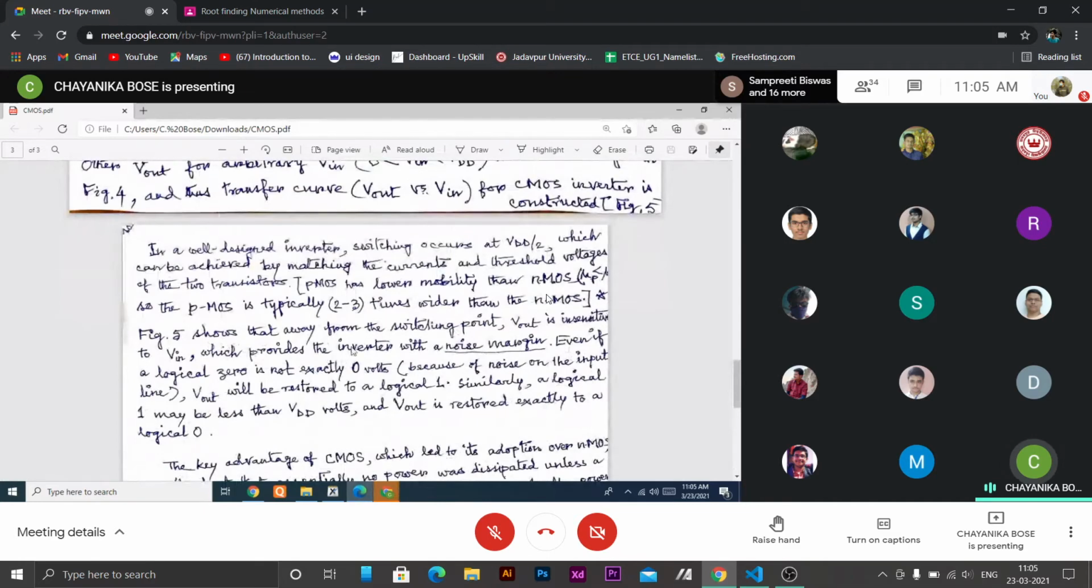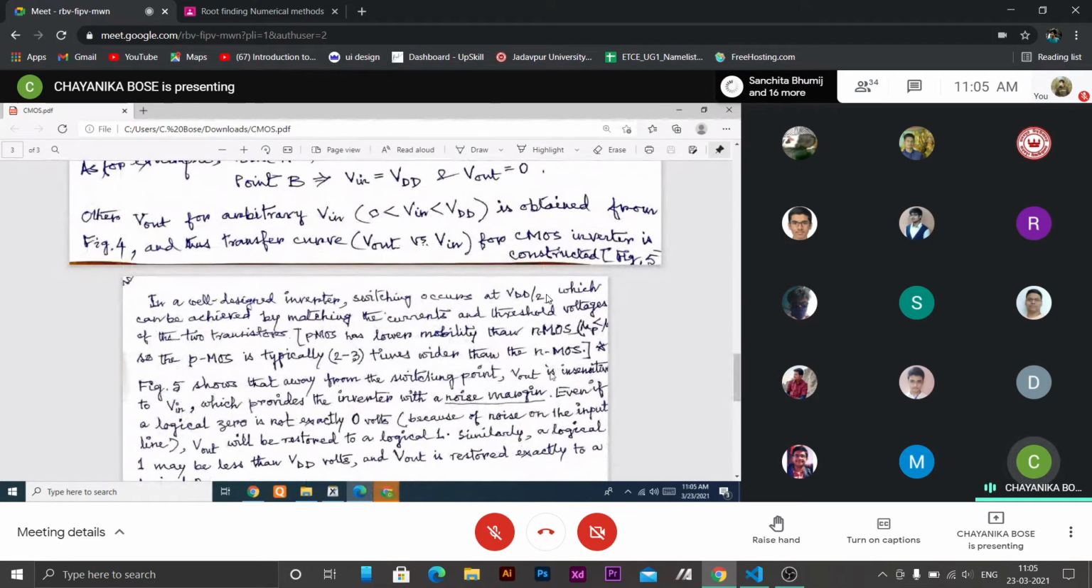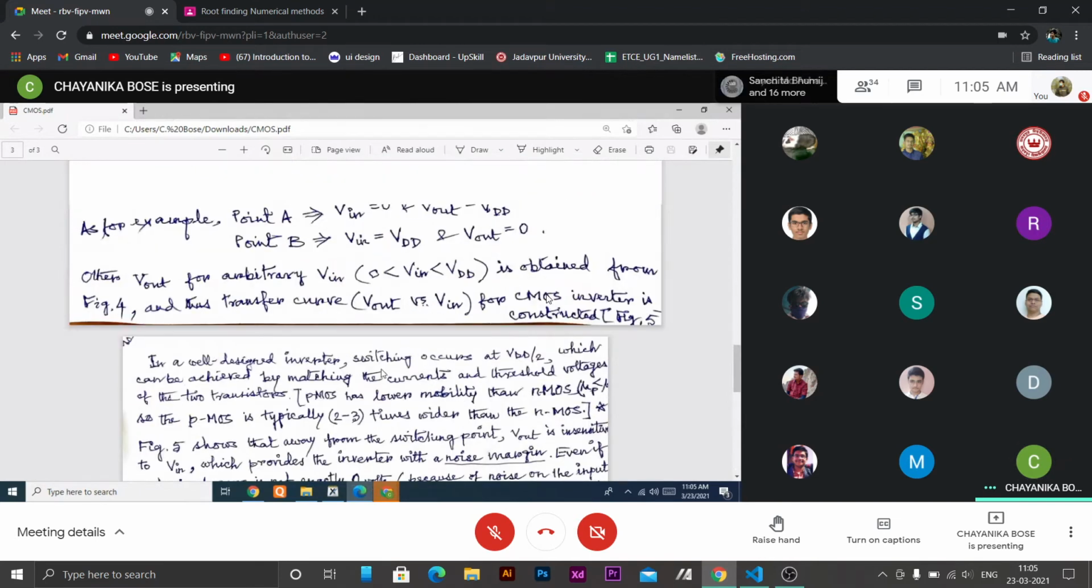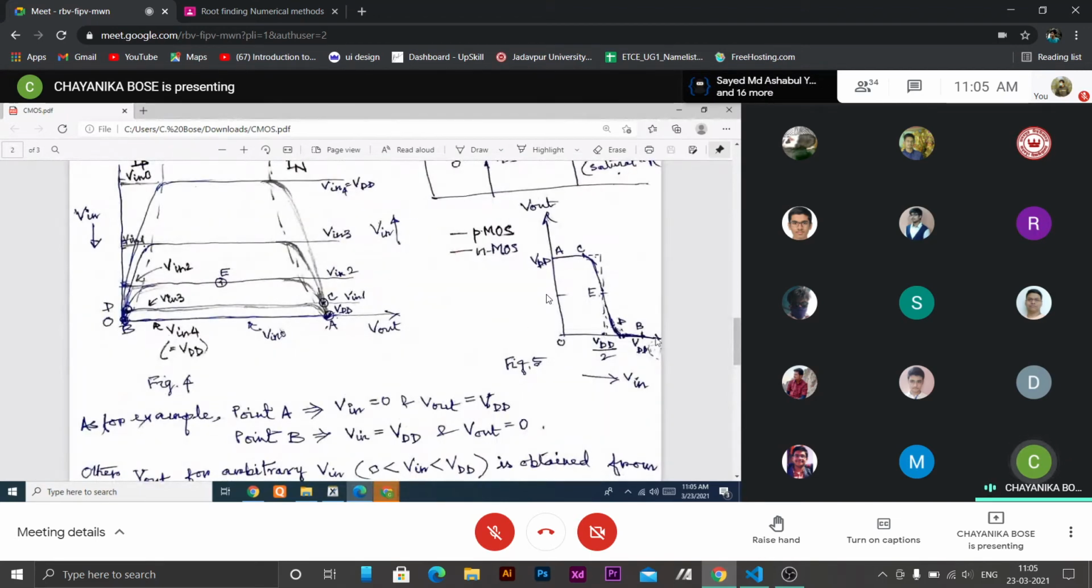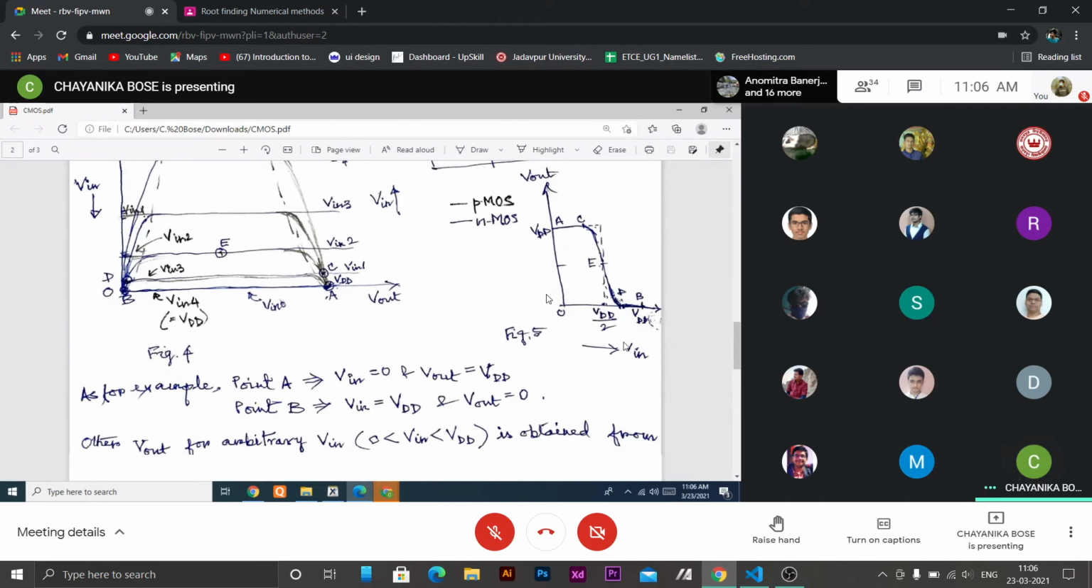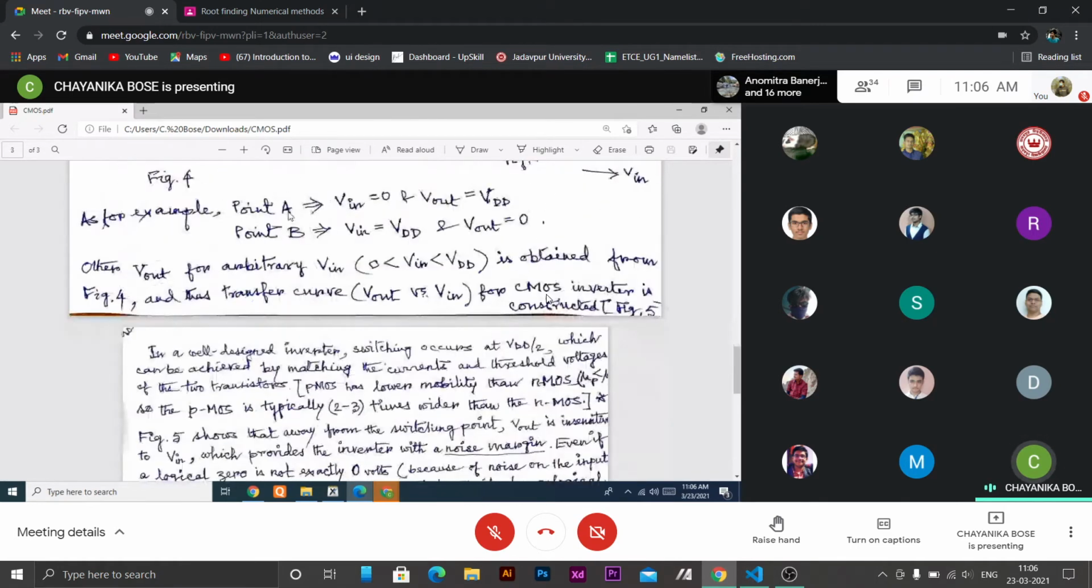Now figure 5 shows that away from the switching point, V out is insensitive to V in. This one. This is our switching point at input VDD by 2, and practically this C and D point up to this AC and BD are constant. So this is the switching state. So away from the switching condition means this one, this region, output voltage is insensitive to input voltage. Input voltage increases but output remains same. It remains VDD here, and in BD region it remains 0. Although input voltage is increased.